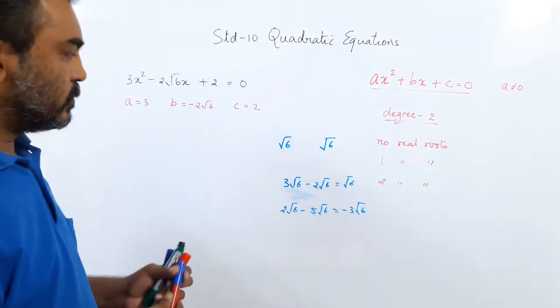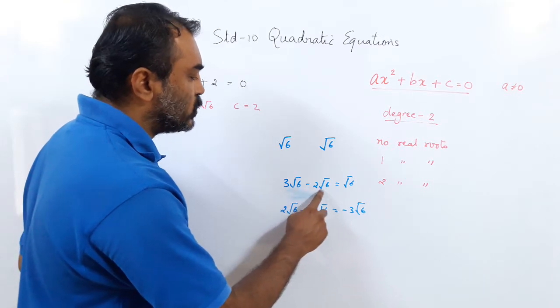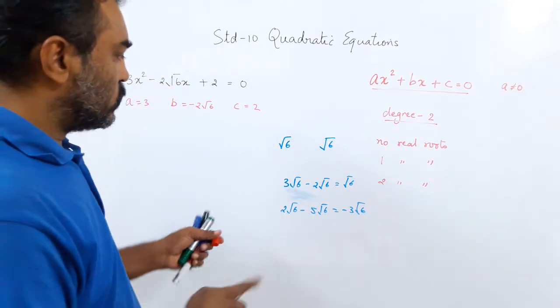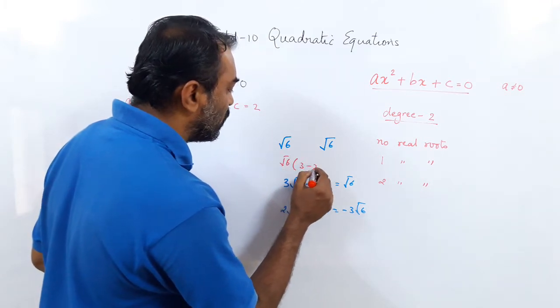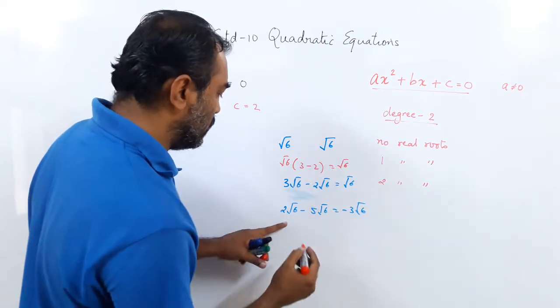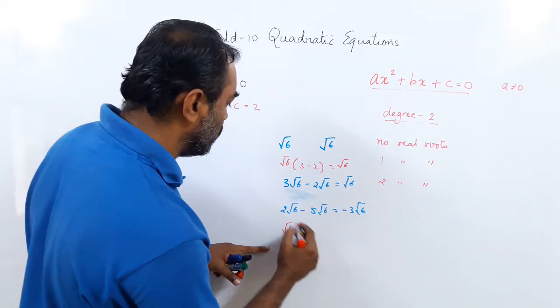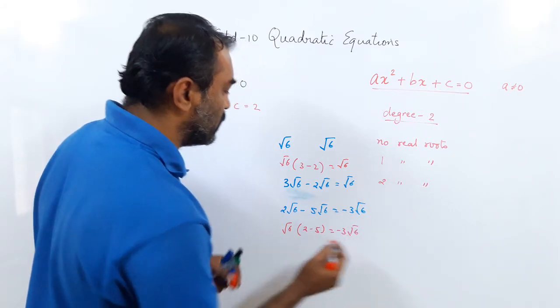How do we do that? 3 root 6 means 3 into root 6. 2 root 6 means 2 into root 6. So in both, if you take the root 6 common outside, what remains in the bracket? 3 minus 2, which is 1. 1 into root 6 is root 6. Here also if you take out the root 6 common, 2 minus 5 is minus 3. So I get minus 3 root 6.